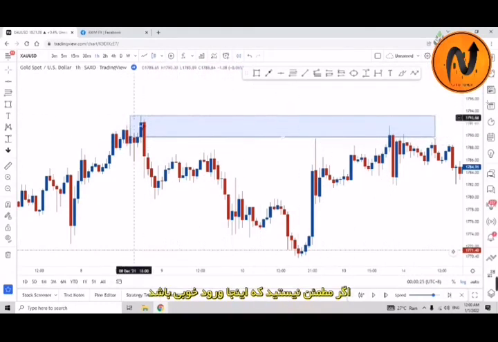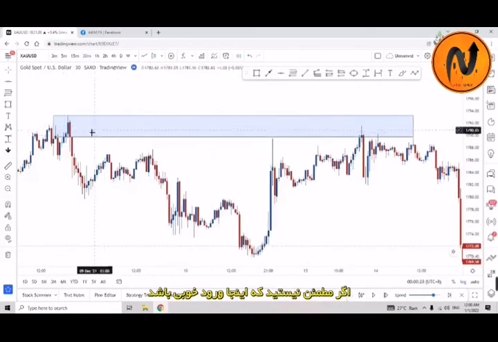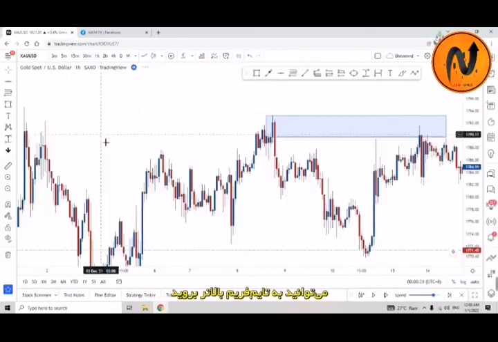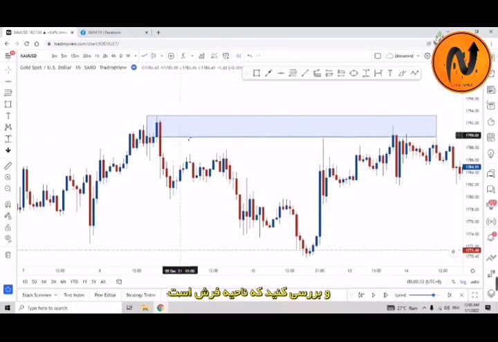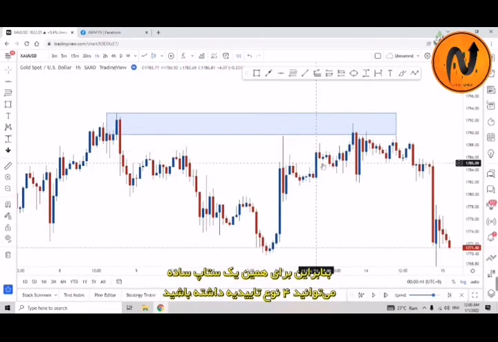If you're not sure whether this is a good entry, you go into a higher time frame and see that it's still very fresh. This is a very fresh zone, and this is the only entry point. So even with a simple setup like this, you can get 4 types of confirmation.